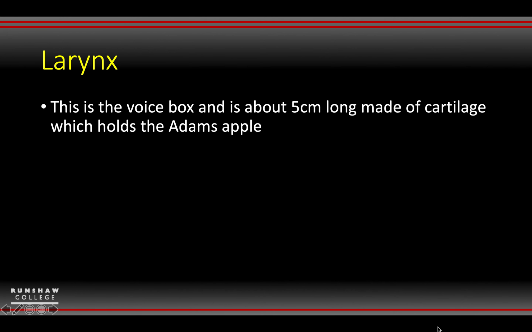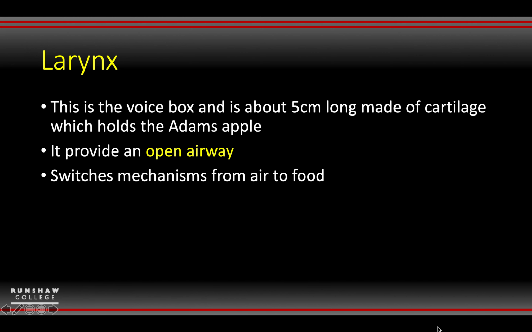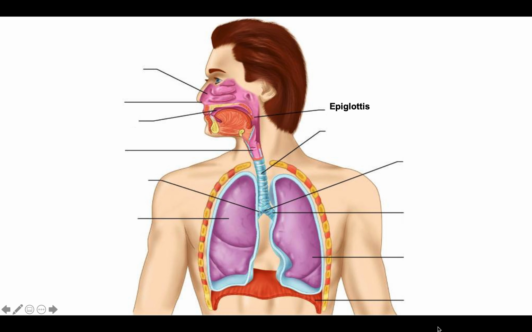Then the larynx. This is where you get your voice box. It's about 5 centimeters. It's made of cartilage, and for the males, this will hold the Adam's apple, and it'll provide an open airway to let you breathe in and out quite freely, and we'll switch that mechanism between food and air as well. Obviously it gives you voice.